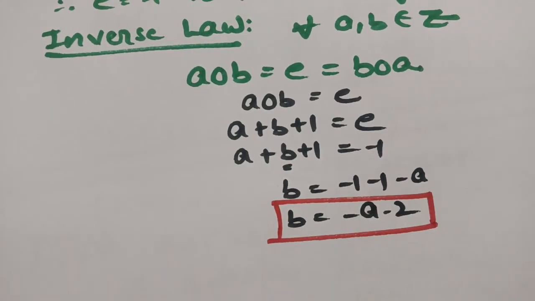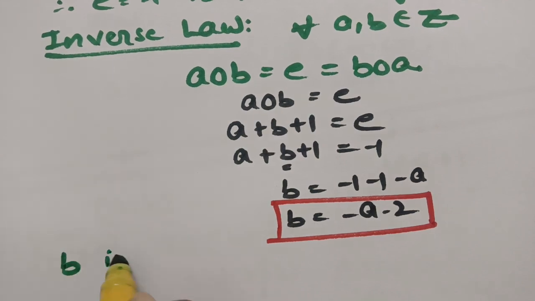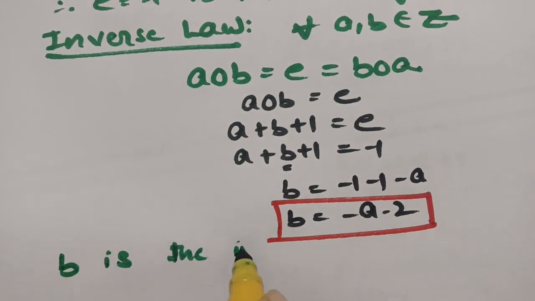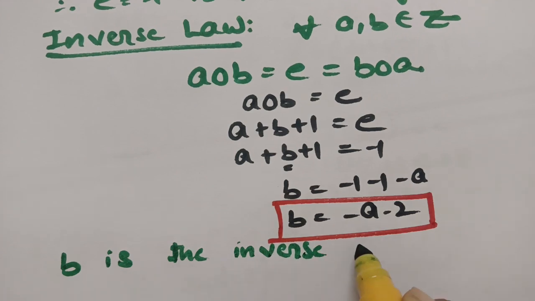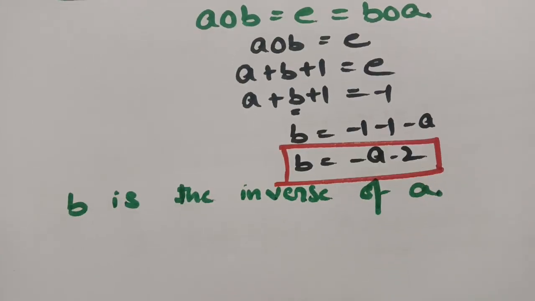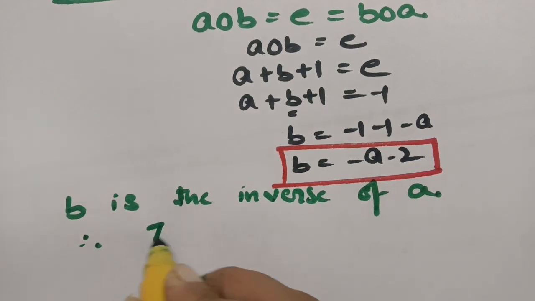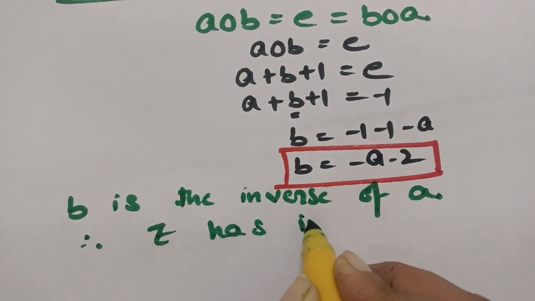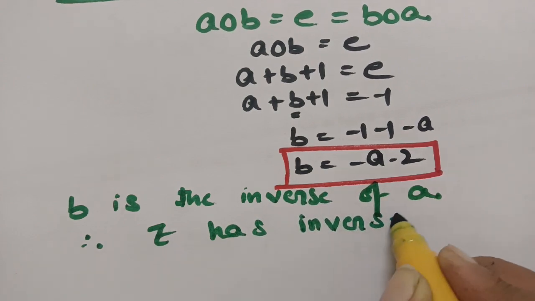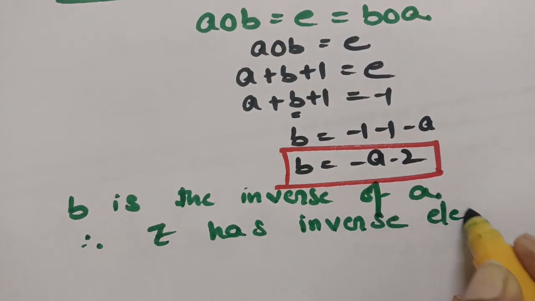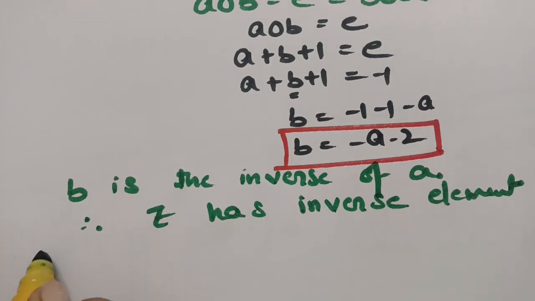Therefore Z has an inverse element. Z satisfies the inverse law. And the next one is the commutative law.